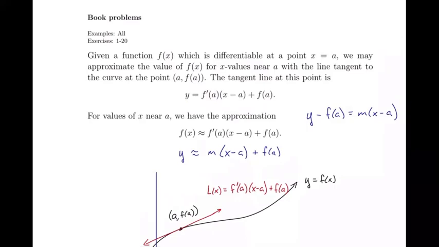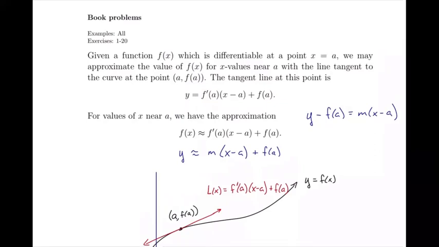So notice this does come from point slope form. This would be y minus f of a, or y minus y naught. And that gives us that left-hand side just by moving over this term right here. We'd have exactly point slope form. Okay, so we're going to leave it in this form because this is the more useful scenario for us.